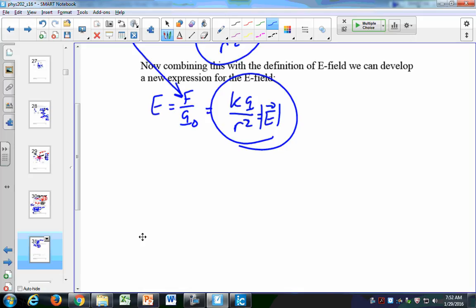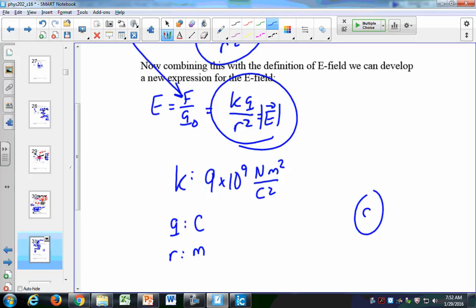Or first, let me just remind you what these are. K is our Coulomb's constant, and it has a value of 9 times 10 to the 9th newton meter squared over coulomb squared. Q, again, is measured in coulombs, and R is measured in meters. So if I have a charge, Q, what this is saying is at some point, some distance R from that charge, the electric field at that point is equal to KQ over R squared. So unlike with Coulomb's law, where we were talking about the force between two charges, when we calculate the electric field, there's really only one charge that's involved.